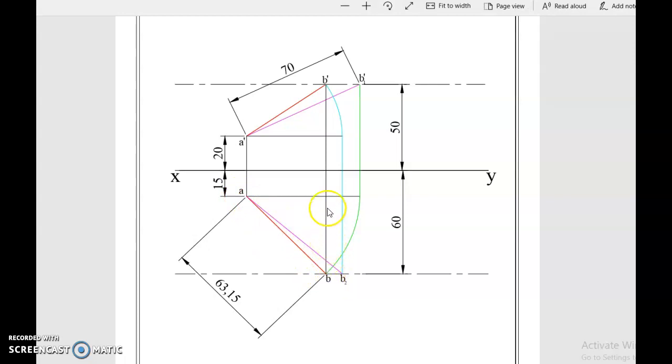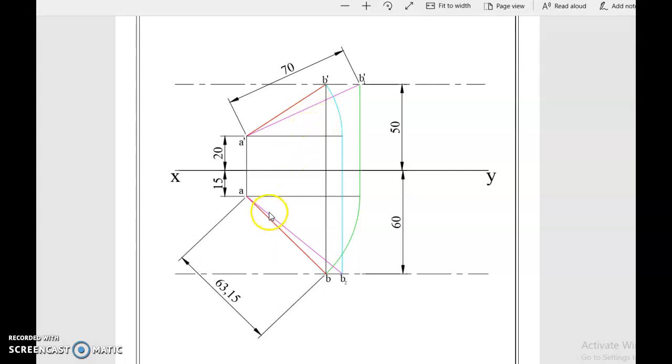Now project from B to the front view locus so that you will get B dash. Join A dash and B dash. A dash B dash is the front view. Now the angle made by A dash B1 dash with XY line is the angle theta, that is not marked here. So theta means the angle made by the line with the HP.